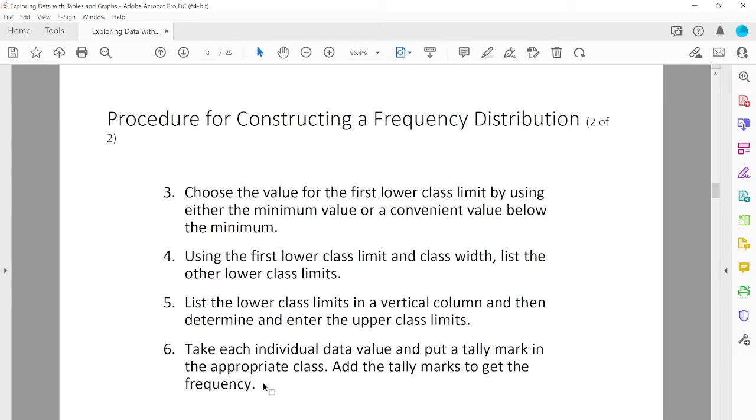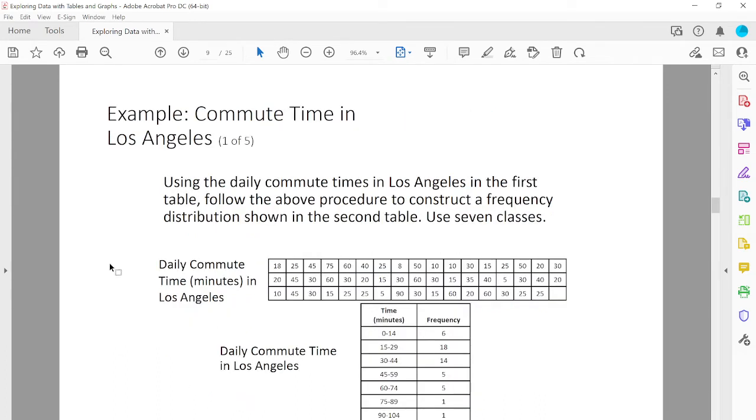Add the tally marks to get the frequency. For example, let's say this is one example, which is a commute time in Los Angeles. Using the daily commute time, this is the data we have, and we want to use the frequency distribution.